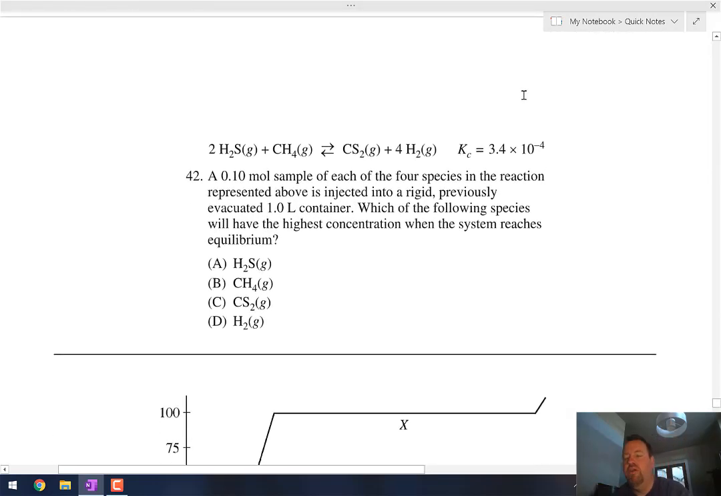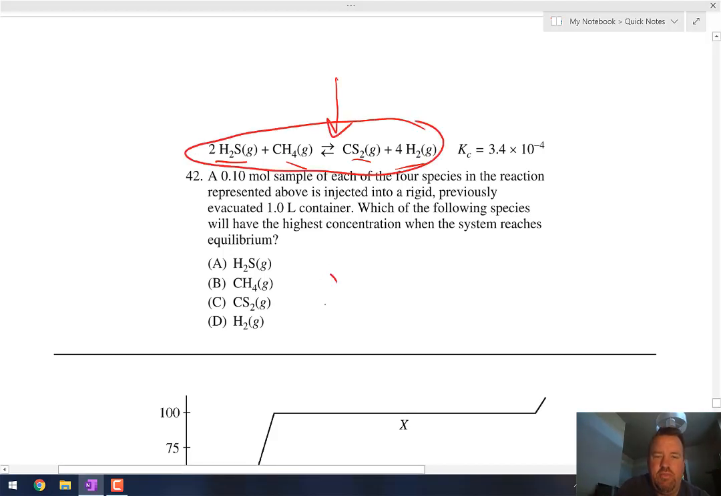Okay, question number 42 says a 0.10 mole sample of each of the 4 species in the reaction represented above is injected into it. So you're starting with 0.10 moles of all of this. Which of the following species will have the highest concentration when the system reaches equilibrium? So you're starting with 0.10 moles. So you've got an initial value for all of these.